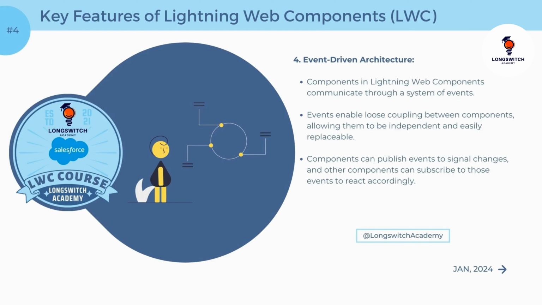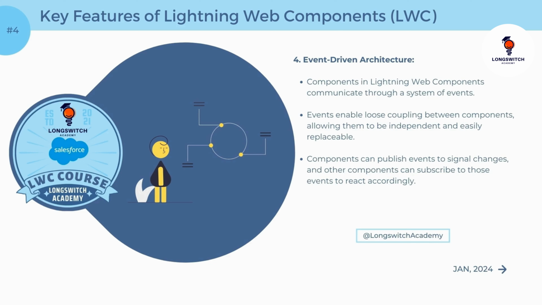In the world of Salesforce, the clever team at Longswitch discovered a powerful way for different parts of their applications to talk to each other using something called events in Lightning Web Components, LWC. Think of events as messages that components use to share information. What's cool about this is that components can communicate without being tightly connected. It's like each component can do its own thing without worrying too much about the others. This flexibility makes it easy to change or replace components without causing problems in the whole system.